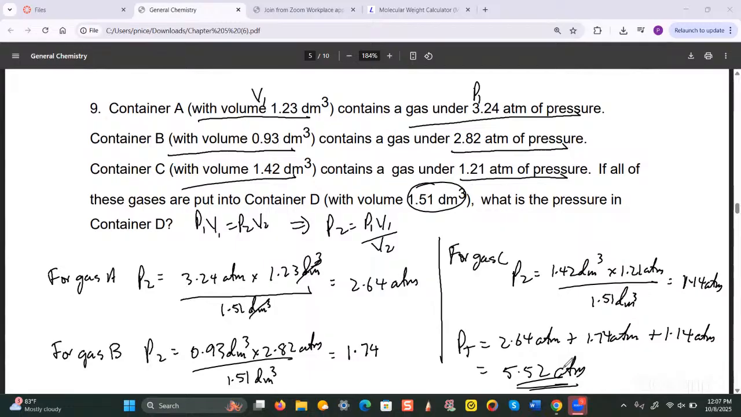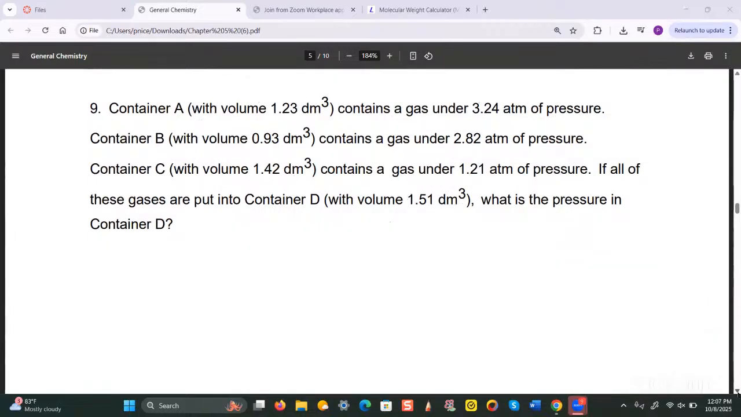All right. Any questions about this one? Any questions? Okay, moving along. Let's clear this. Scroll down.